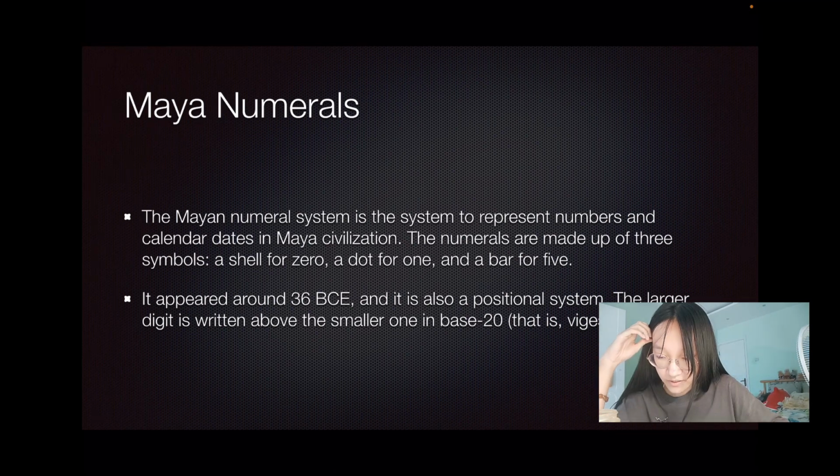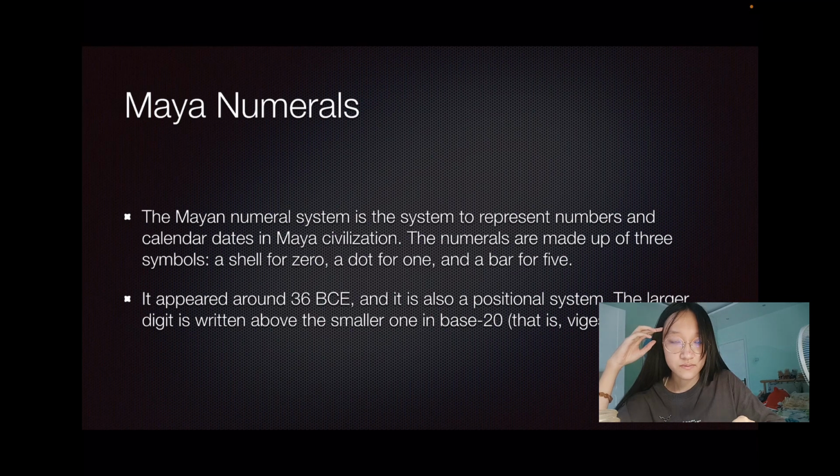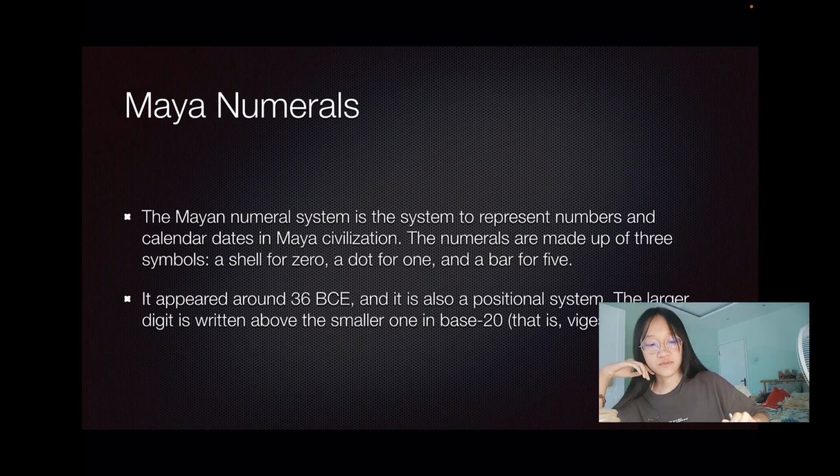And then I'm gonna introduce the Mayan numerals. The Mayan numeral system is the system to represent numbers and calendar days in Maya civilization. The numerals are made up of 3 symbols: a shell for 0, a dot for 1, and a bar for 5. It appeared around 36 BCE, and it is also a positional system. The larger digit is written above the smaller one, in base 20. That is a vigesimal.